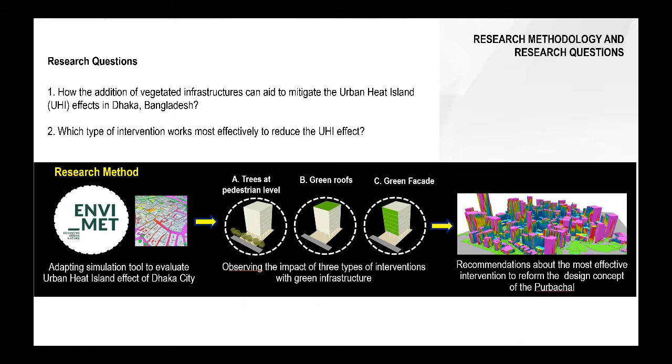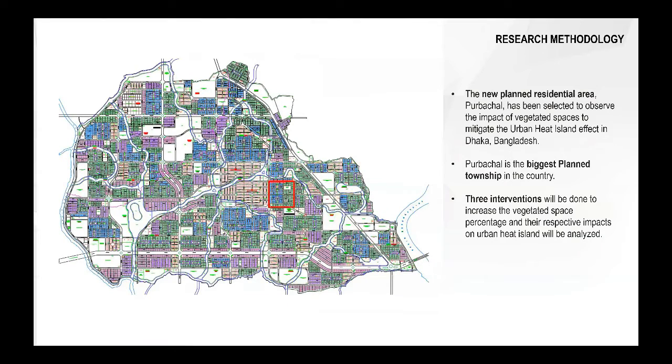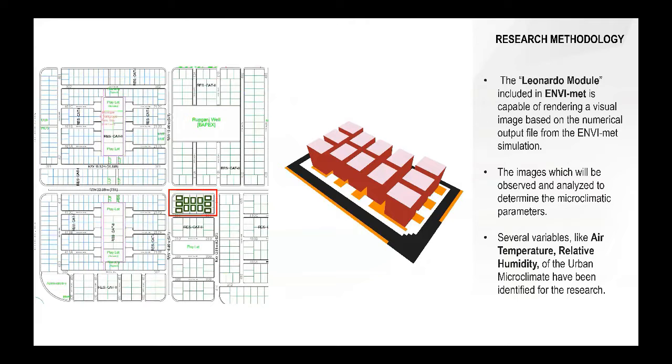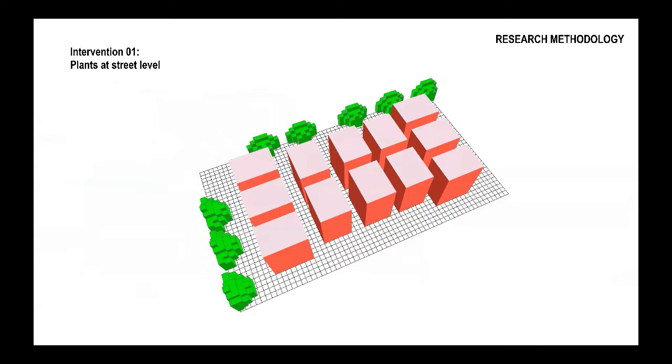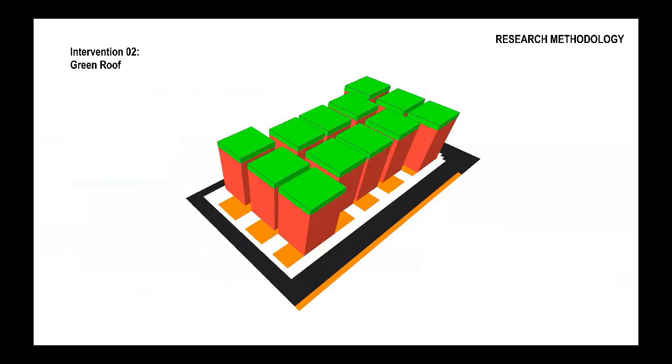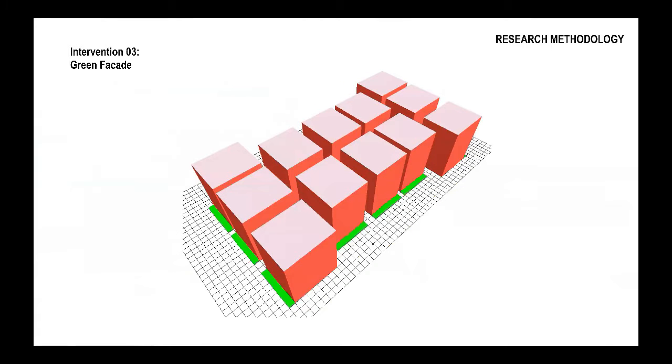And for the research method, we have used the ENVI-met software to see the impact of the interventions. So for this research, a small portion of Purbachal, which is one of the biggest planned residential areas of Dhaka, Bangladesh, has been selected. And the impact on air temperature and relative humidity is observed through Leonardo of ENVI-met. Intervention one is having plants at street level, intervention two, having green roofs in all the buildings, and intervention three, at least having one green facade in every building.